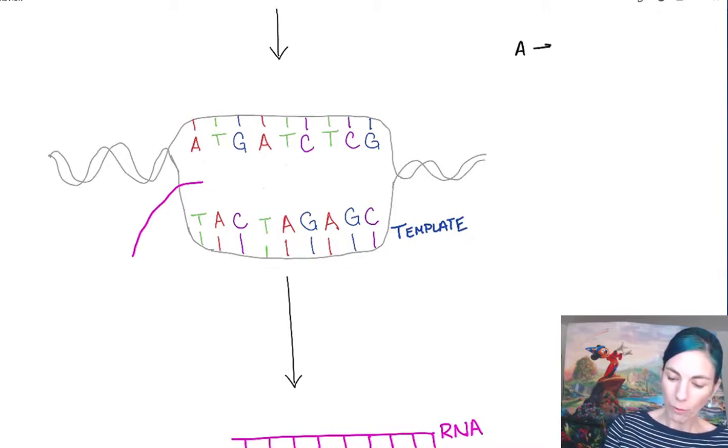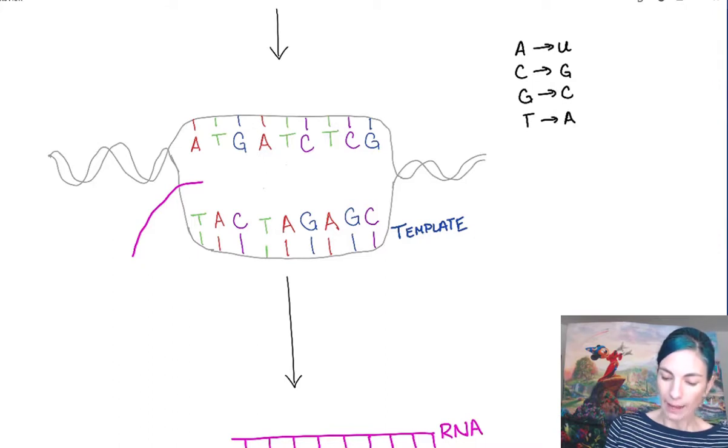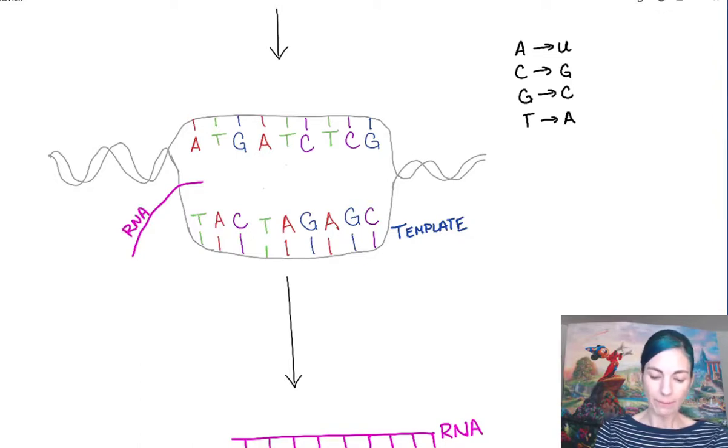A is going to pair with U, C is going to pair with G, G is going to pair with C, and T is going to pair with A. So I can use that to predict what this RNA is going to be. So I start here, I come up and I see I've got a T. What pairs with T? Looks like A. So I'll go ahead and put the A there.